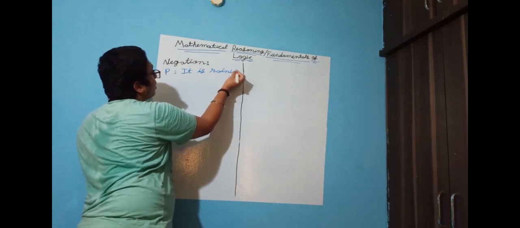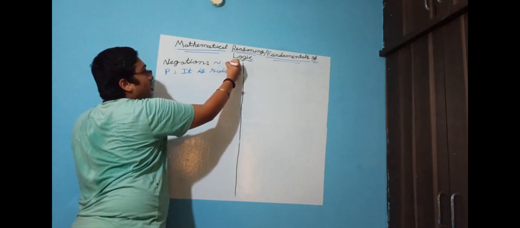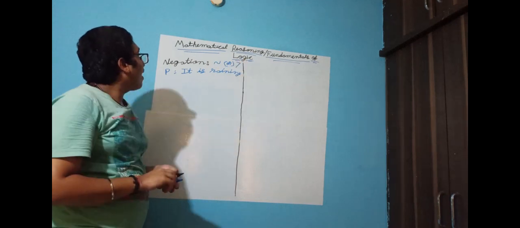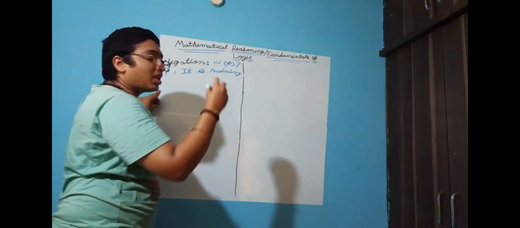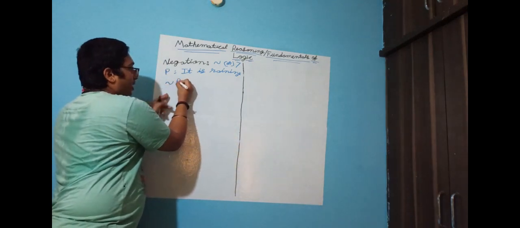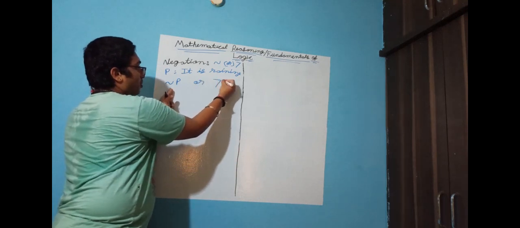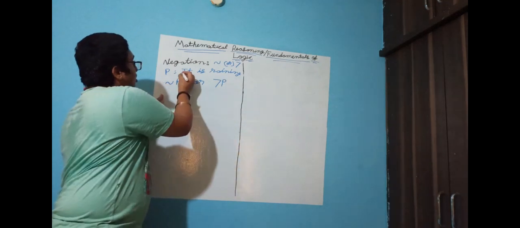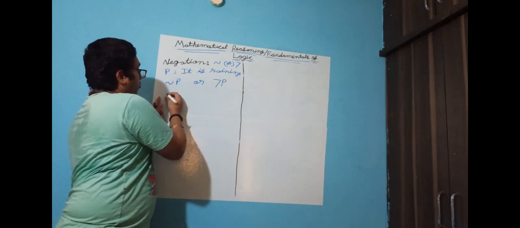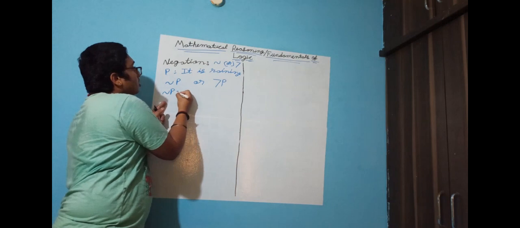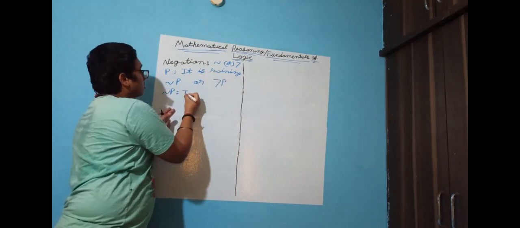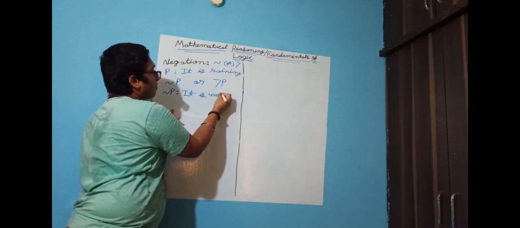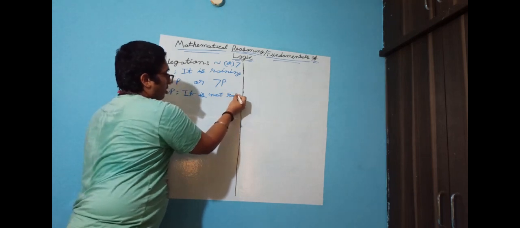And one more thing is how we represent this negation, using this symbol or this symbol. For P, we can represent its negation as negation P or negation P. Don't get confused, because in the exam sometimes they may give this symbol or that symbol. Now we have given here P: it is raining. What will be the negation of it? It is not raining.